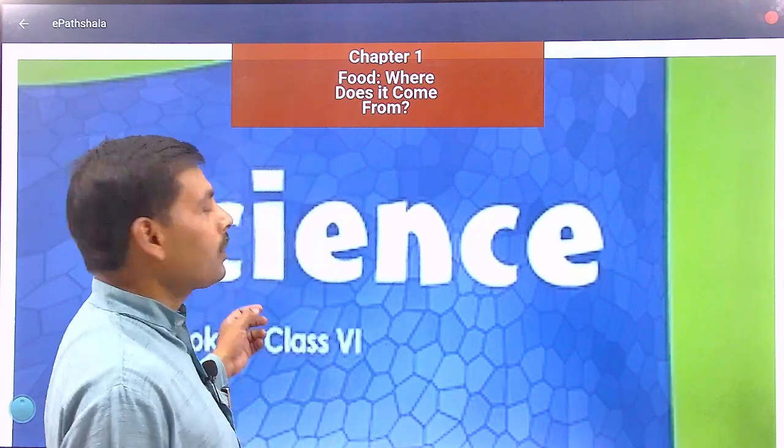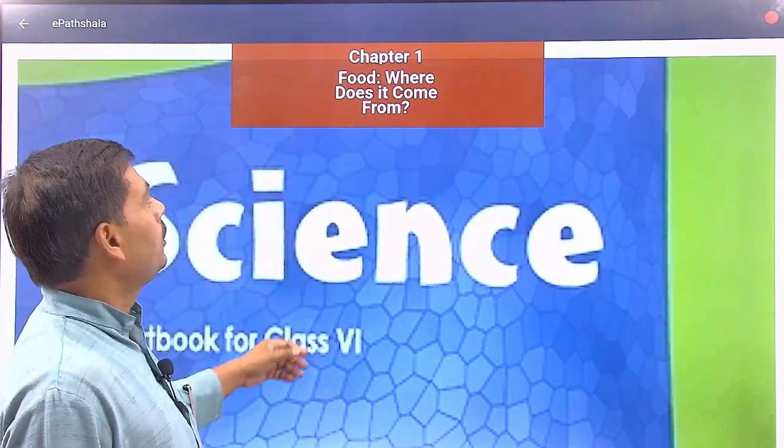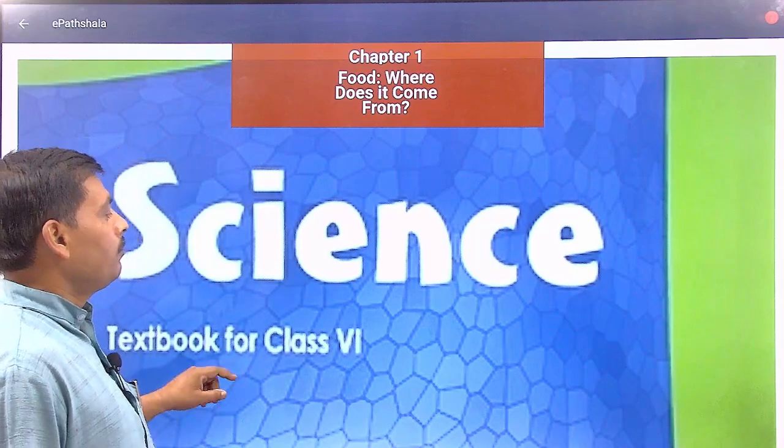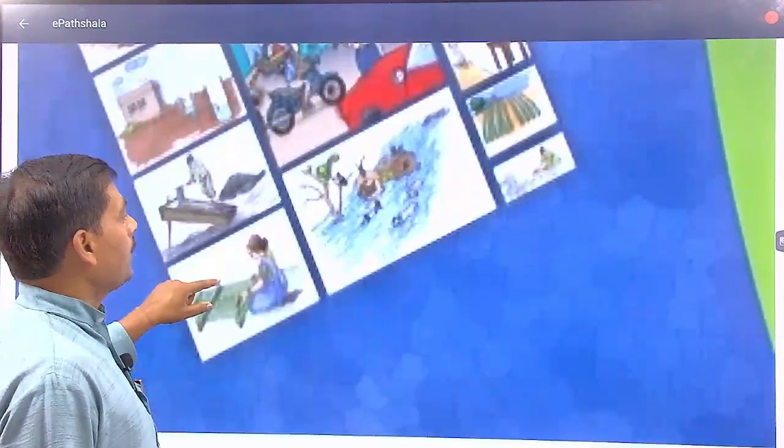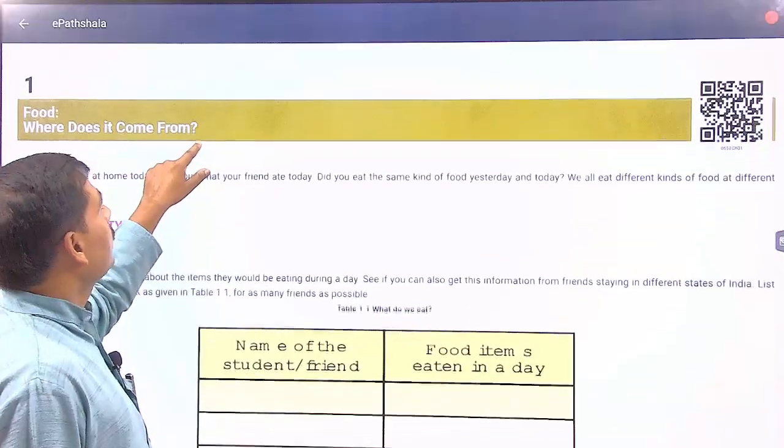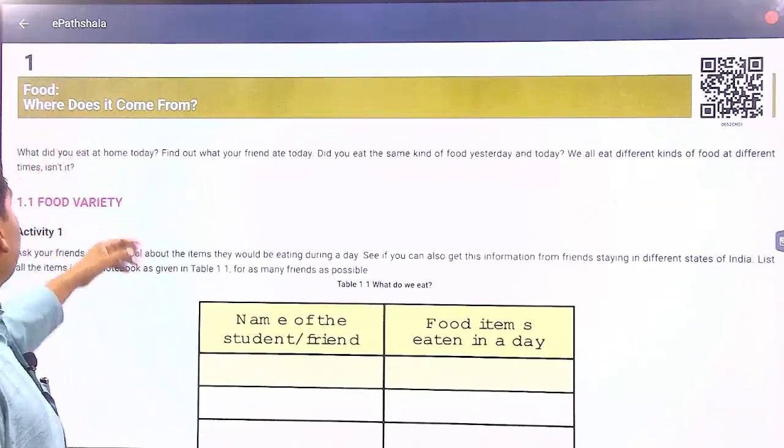Today we start the first chapter, Food: Where Does It Come From? It is the NCERT syllabus. Let us come to our topic. First, we start the chapter.